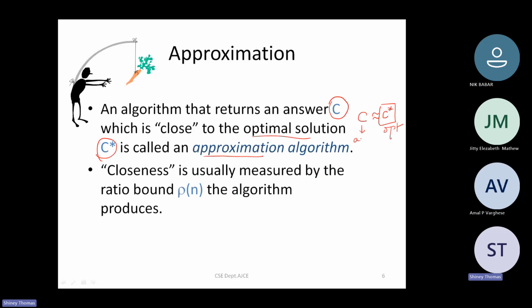And when you say it is approximate, it has to be close enough to C star. How do you say that it is close enough? To define that, we need a unit, right? So closeness is actually measured by a ratio. What is the ratio? It can be either C by C star or C star by C. That should give you a ratio. That ratio is known as rho of n. Okay, so this is how we are going to define an approximation algorithm.